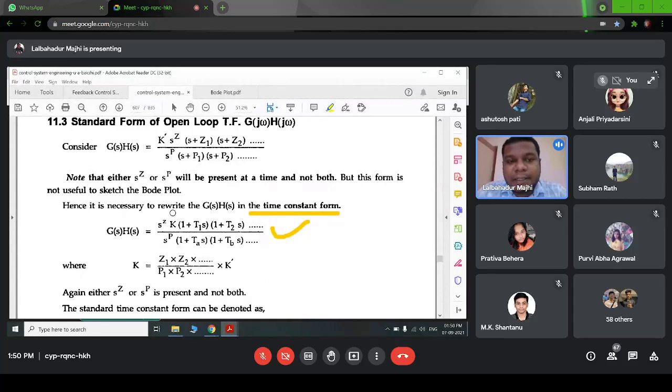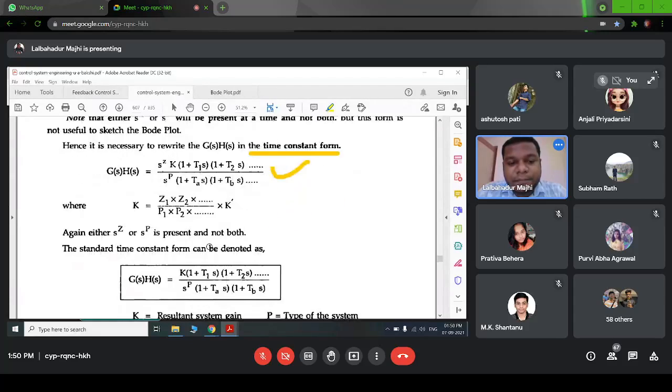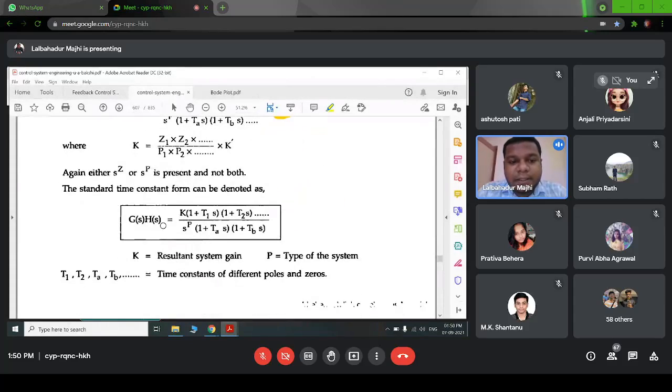Similarly, you can calculate this K with respect to this K dash. So now our G of s and H of s will be equal to this one in time constant form: K into (1 plus T1s) into (1 plus T2s) divided by s to the power p into (1 plus Tas) into (1 plus Tbs). This K is our resultant system gain and p is the type of the system, and all these T1, T2, Ta, Tb are the time constants of these zeros and poles.